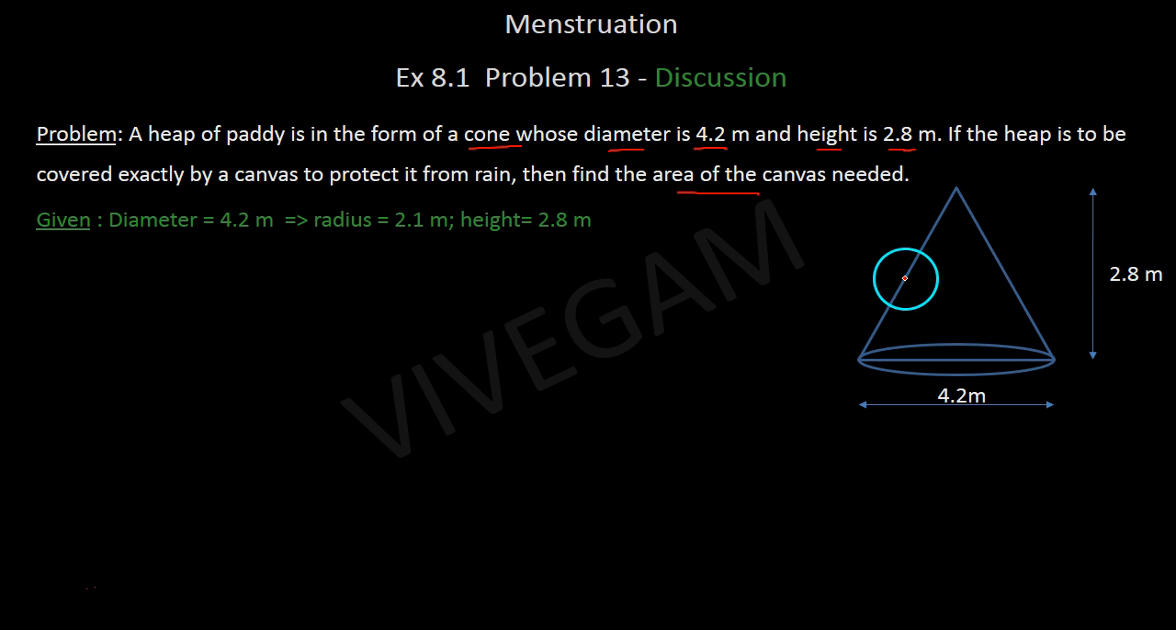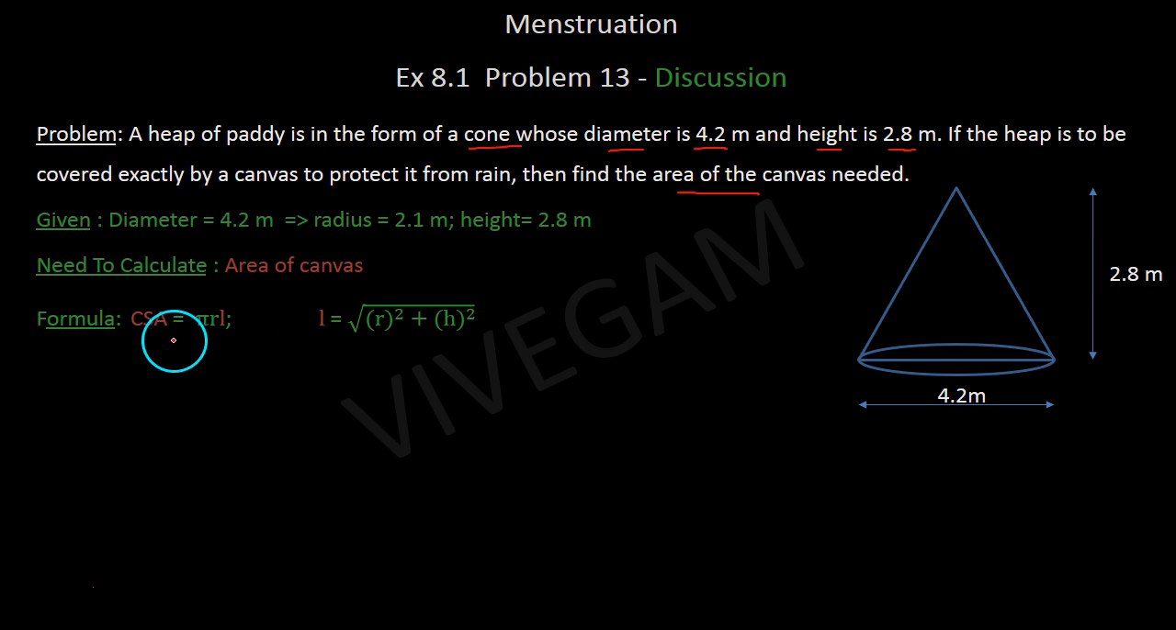So instead of asking you directly, they are asking you indirectly. So we are asked to calculate the area of the canvas. Let's list the formula. As I told you earlier, it is the curved surface area which gives you the area of the canvas required. So CSA equal to pi RL.